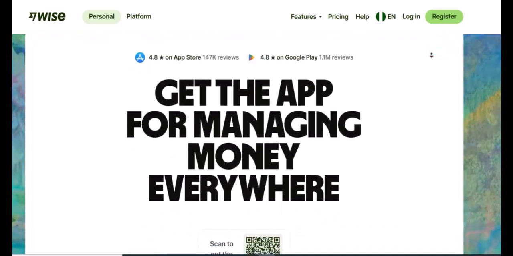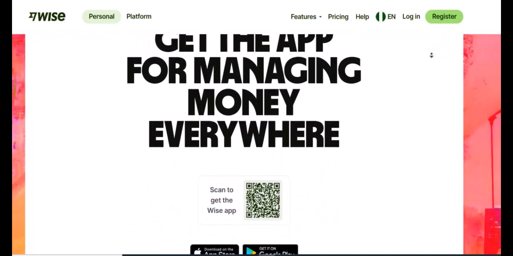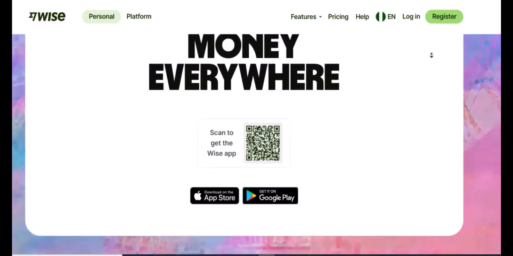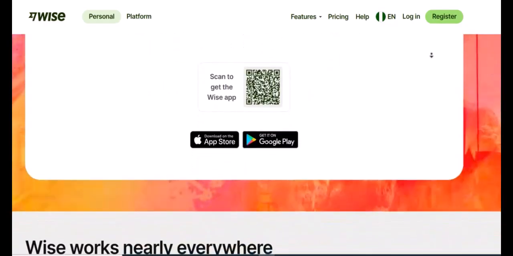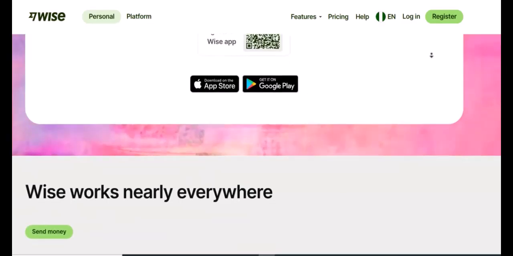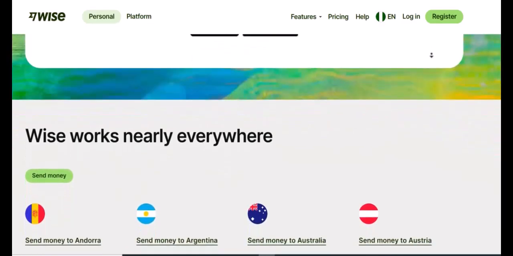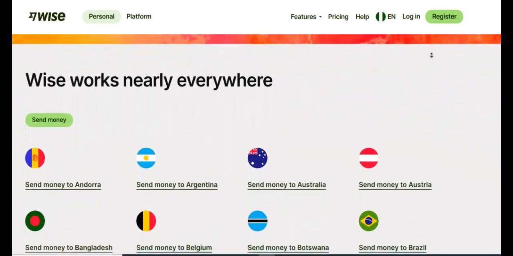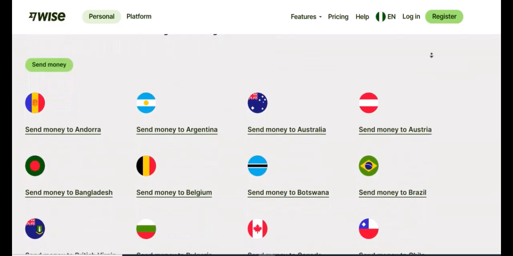Track your transfer. Wise provides real-time updates on your transfer, so you can track its progress until it arrives in your bank account. The speed of arrival can vary depending on the currency and the receiving bank, but Wise transfers are often much faster than traditional international bank transfers.